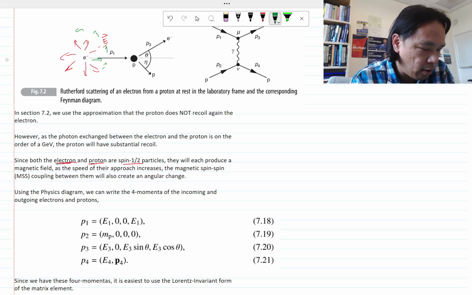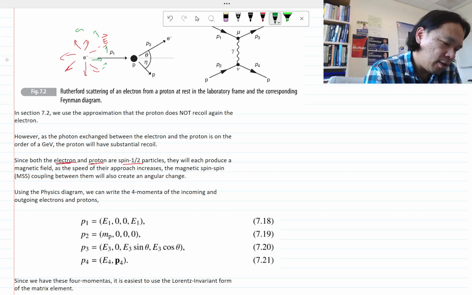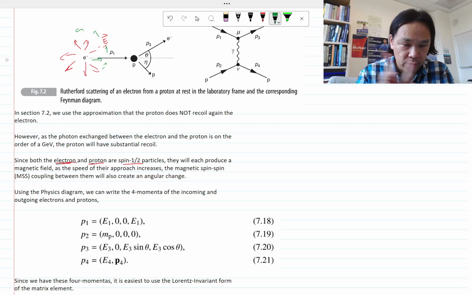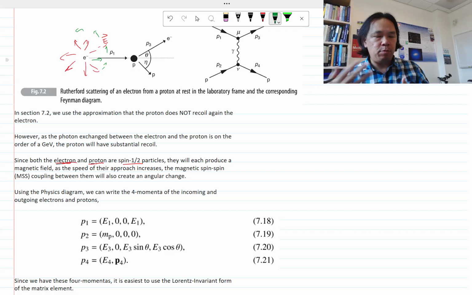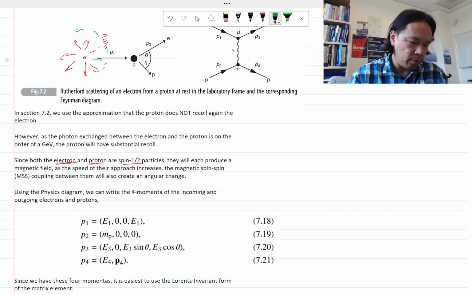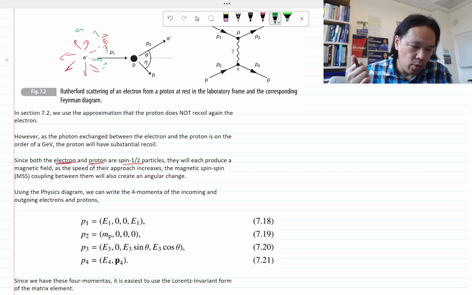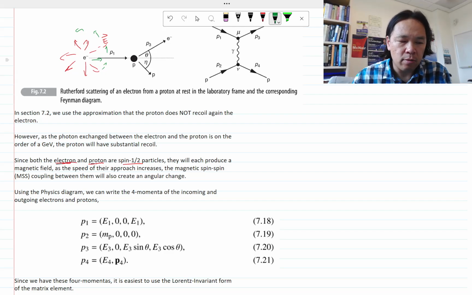fields around this electron. And then since the proton is also a charged particle and they're moving relative to each other, there's going to be what's known as the spin-spin magnetic coupling between the two. We're going to actually see this when we do this calculation where we have a relativistic electron and we don't make the approximation where the proton has almost no recoil energy.